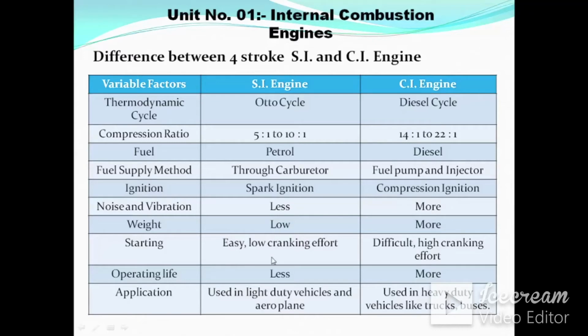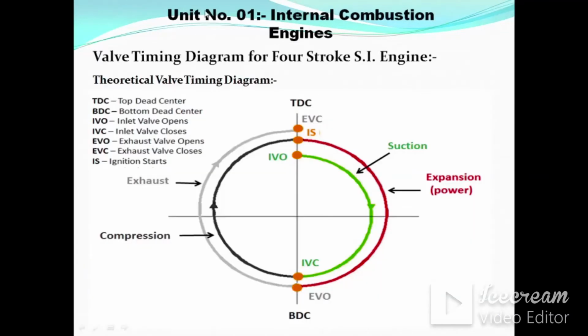The SI engine is widely used in light duty vehicles, like two-wheelers and small four-wheelers, and also in aeroplanes. And the CI engine is used in heavy duty vehicles like trucks and buses. After completing the differences between the 4-stroke SI engine and CI engine, we can move to the valve timing diagram for the 4-stroke SI engine. The valve is operated by the camshaft. Due to rotation of the cam, the valve closing and opening will occur. We can move to the theoretical valve timing diagram.